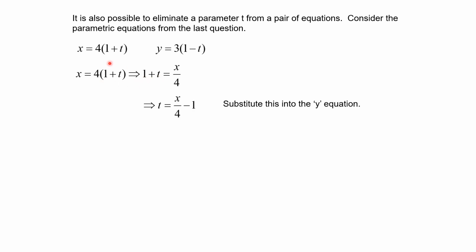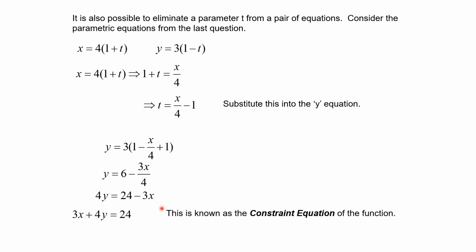Make t the subject of the first equation, x in terms of t, and then substitute this into the y equation here. So substitute t as x over 4 minus 1. And then you try to rearrange it, you should be getting the original straight line equation provided just now. So this equation is known as the constraint equation.